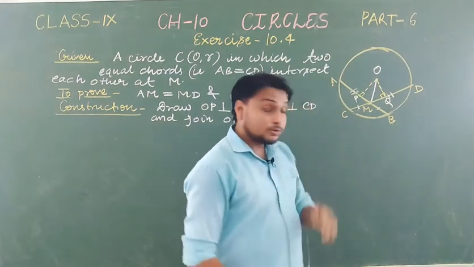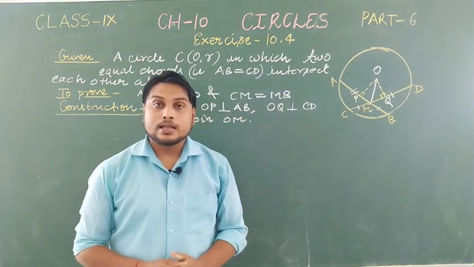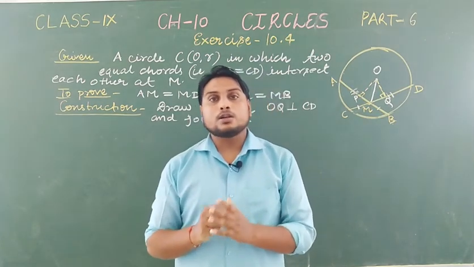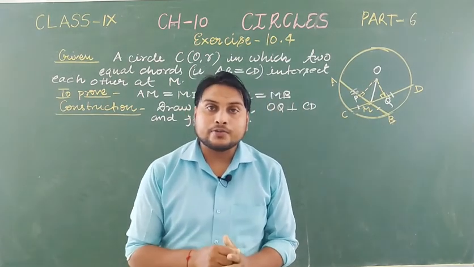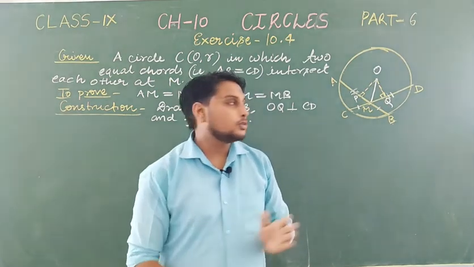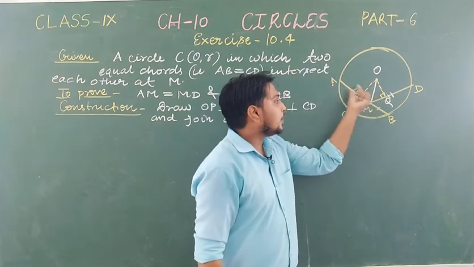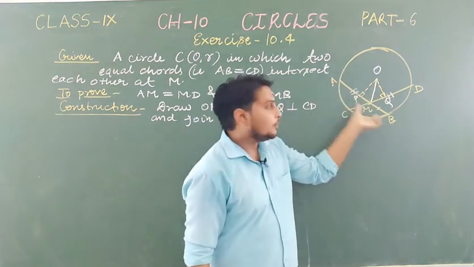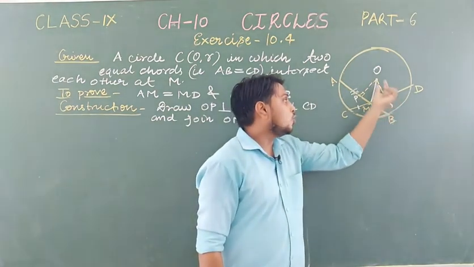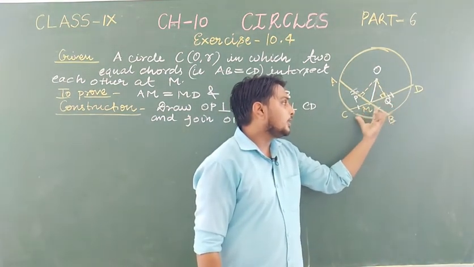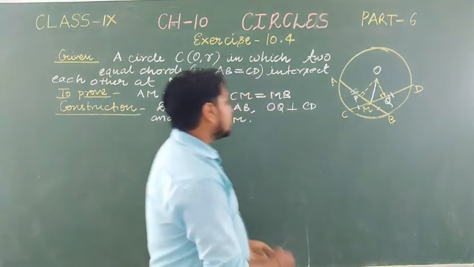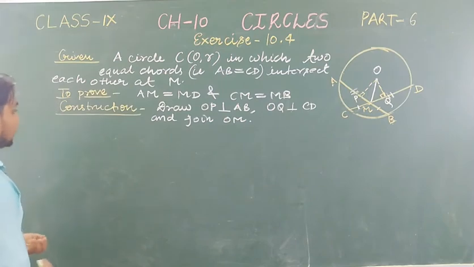Now, students, remember the result: if a perpendicular is drawn from the center on the chord of a circle, then the chord will be bisected. This result I have told you, and we have proved this result also. So if OP is perpendicular to AB, it means AB will be bisected. If OQ is perpendicular to CD, it means CD will be bisected by this perpendicular. So, students, in the proof part, what will we write?